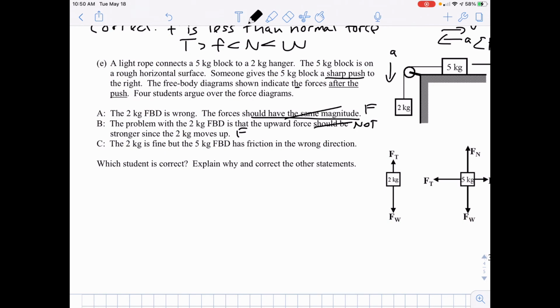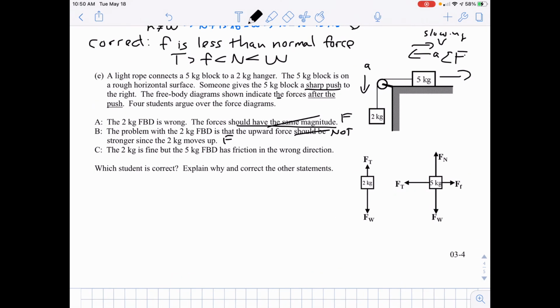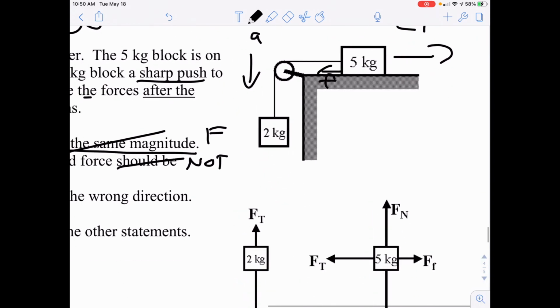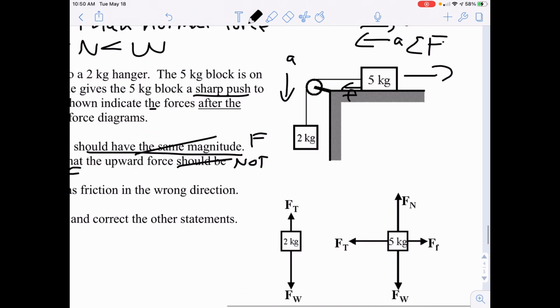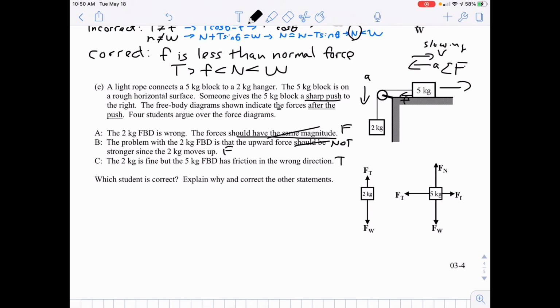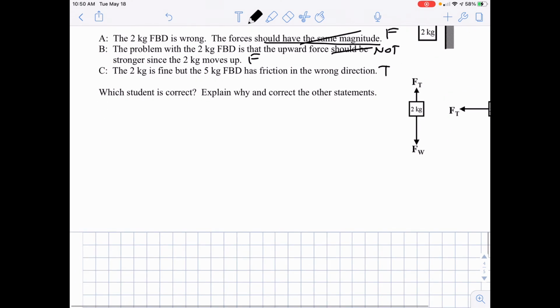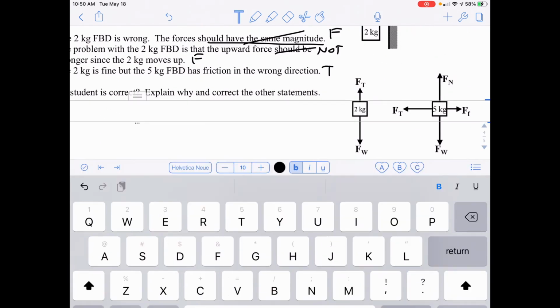And student C, the 2 kilogram block is fine. Yes, it is, but the 5 kilogram block has friction in the wrong direction. True. If the motion is to the right, friction should be acting to the left, and it's not. It's acting to the right. So indeed, that one is true. So let's summarize what's going on with these student arguments.